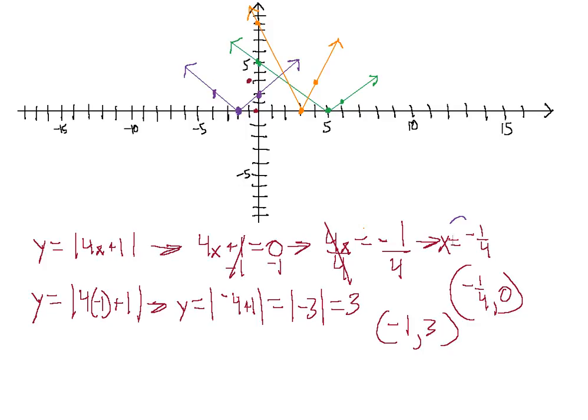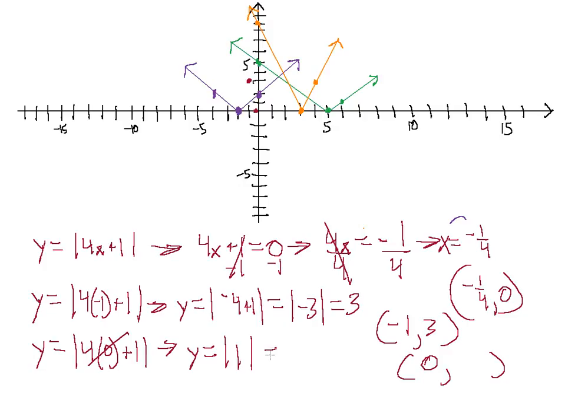And we need a value of x greater than minus 1/4. Well, a simple no-brainer is right at 0. So we have 0. We want the y value, so we want the value of y when x is 0 in our equation. So we have 4 times x, which is 0, plus 1. Y equals 4 times 0 is 0, so we have the absolute value of 1. That's just simply 1, so we have the point 0, 1.